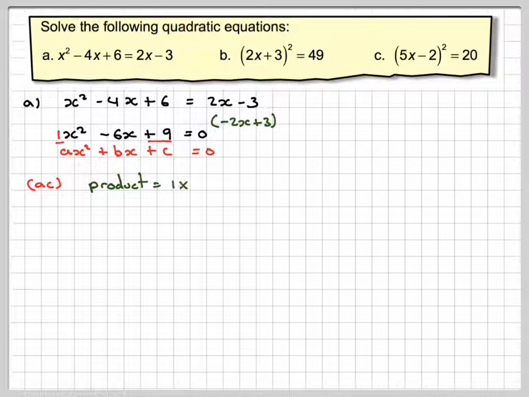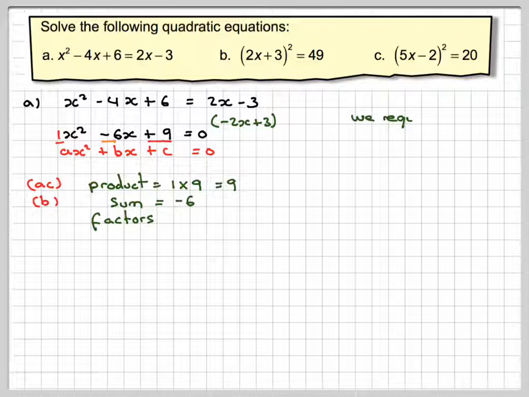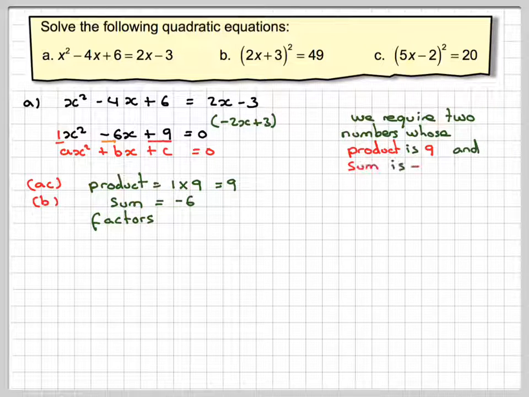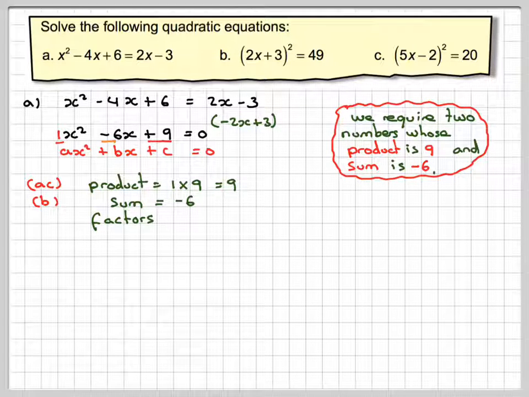So the product will be 1 times 9, which gives you 9. The sum will be equal to minus 6, the middle number here. So the product you get by multiplying those two together, the sum we get by adding them. And for factors, again we require two numbers whose product is 9 and whose sum is minus 6. Again, I encourage you to stop the video and try to think of those two numbers for yourself.